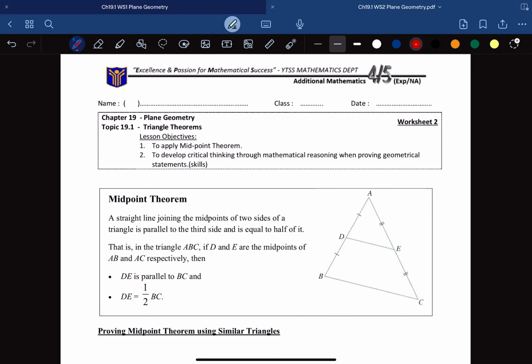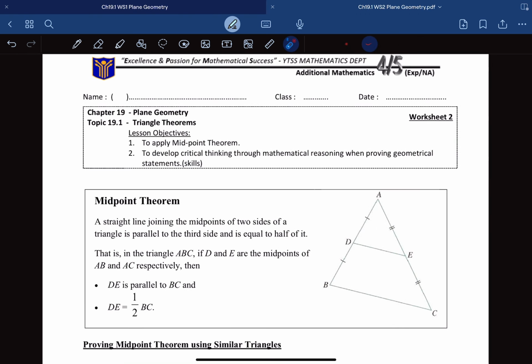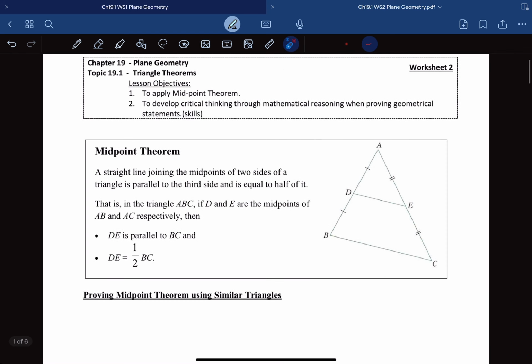Okay, in this video, we'll look at Chapter 19, Worksheet 2. This worksheet covers the next theorem which we will learn, called the midpoint theorem. This is a very, very useful theorem. So let's look at what this theorem is about first.